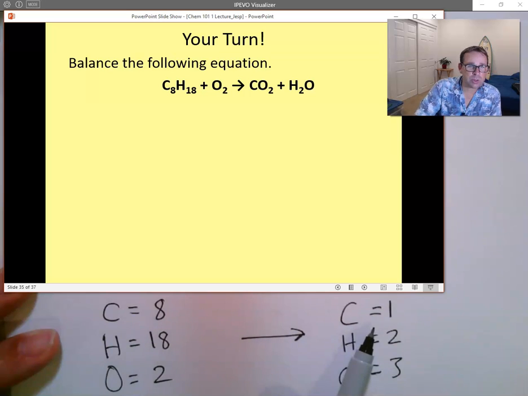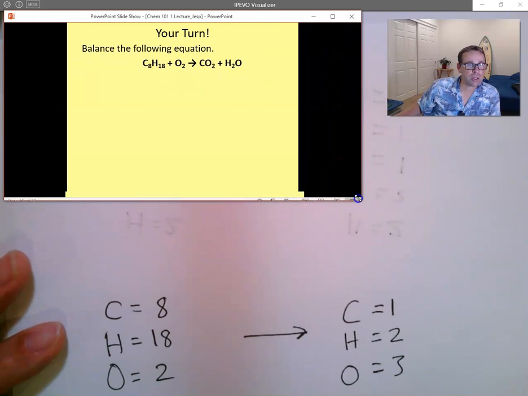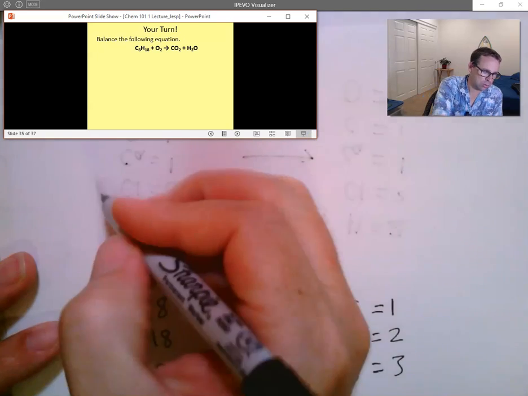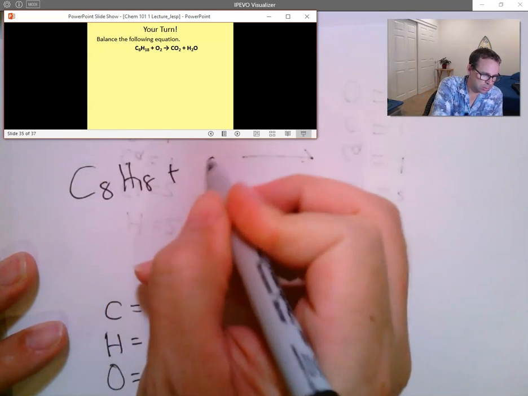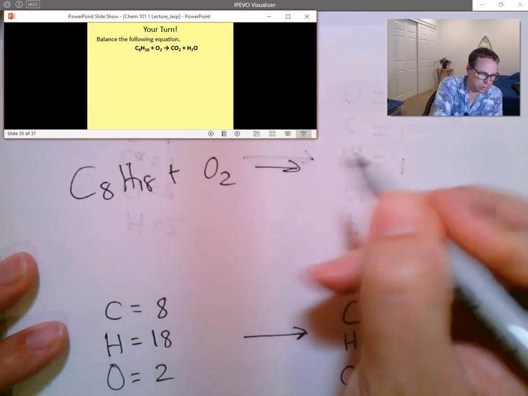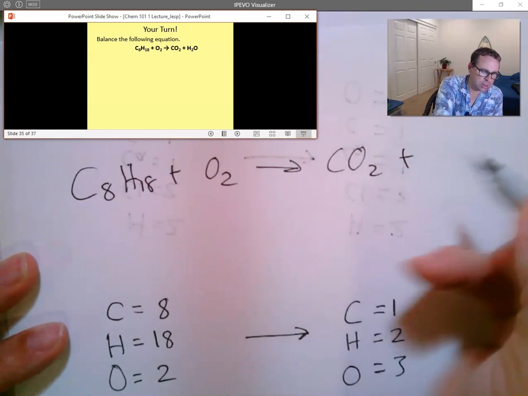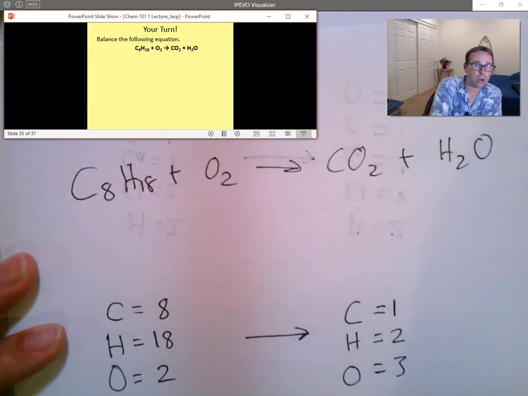How many more carbons do we need on the right side? 7. We need to have a total of 8, right? So we need 7 more, right? Yeah. So I'm going to write the equation down here for us. C8H18 plus O2 yielding carbon dioxide and water.